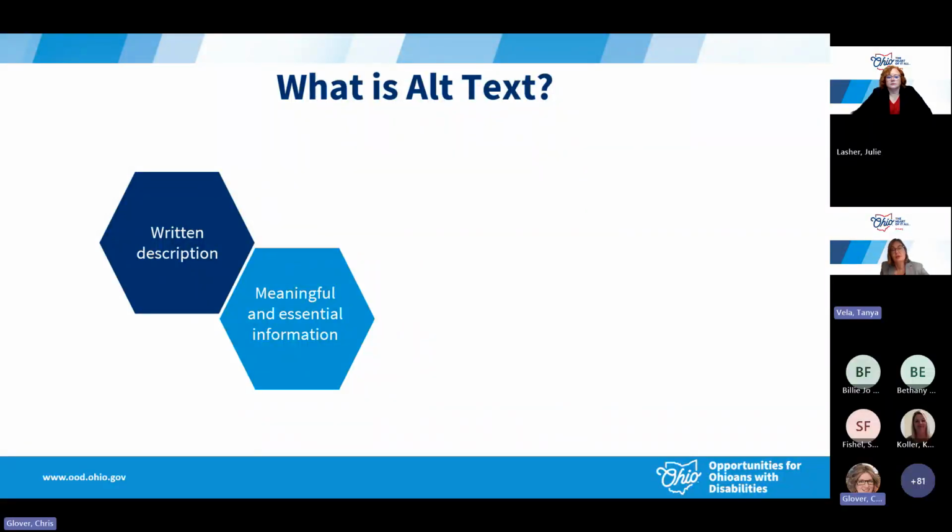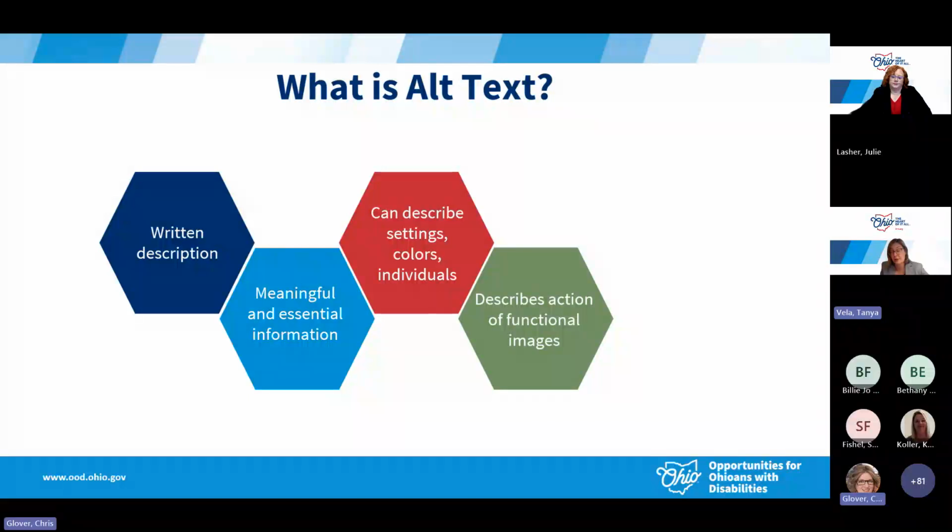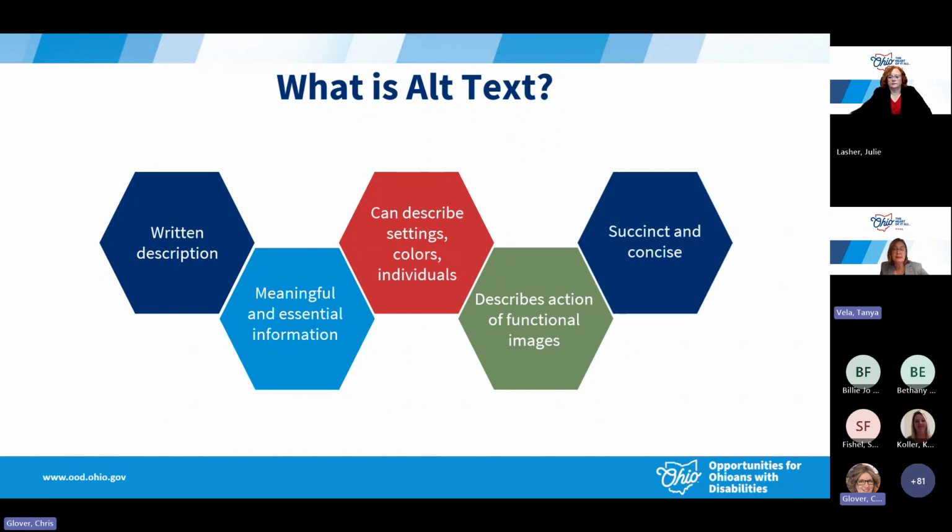Alt text may describe aspects of images, including the settings, colors, and individuals. It describes concepts or information in images, and it can convey the action that will occur for functional images, such as activating a document to print. The description is intended to be succinct and concise. It may not always seem clear, though, when to use alt text.